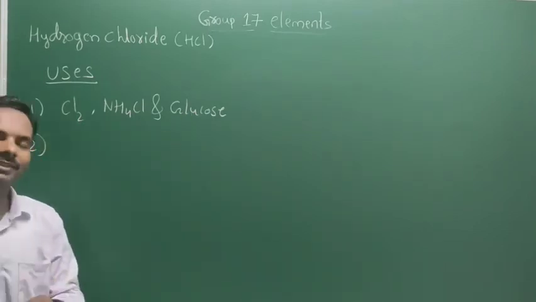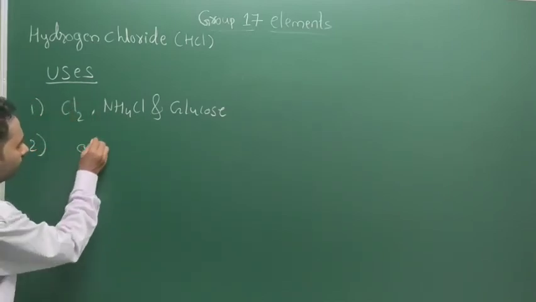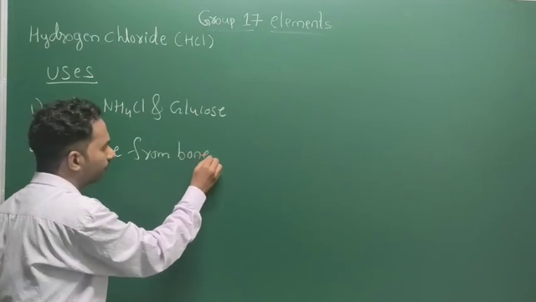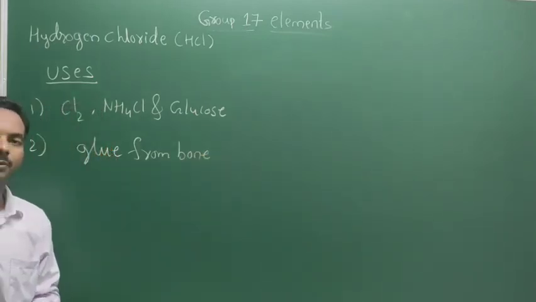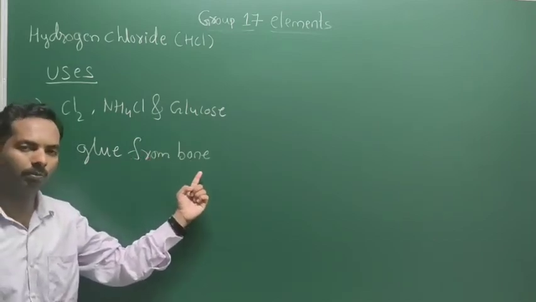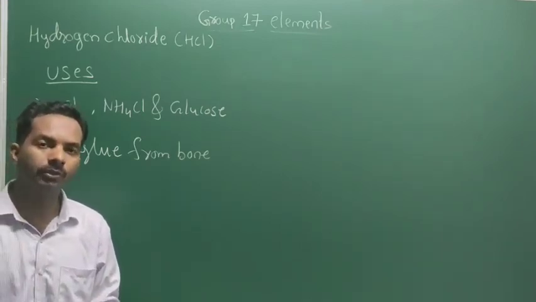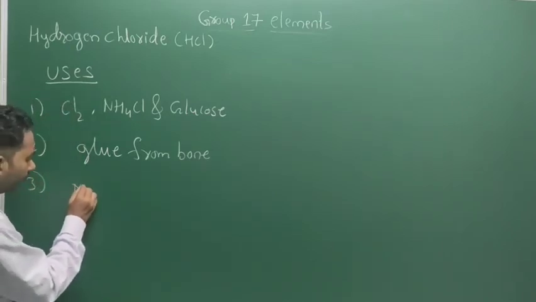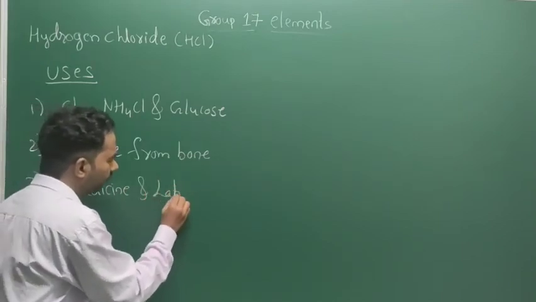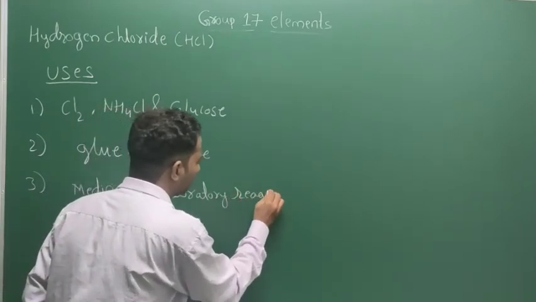Second one, this hydrogen chloride is used for extracting glue from bone. So here HCl is used for extracting glue from bone. Third one, this hydrogen chloride is used for manufacture of medicine and laboratory reagents.